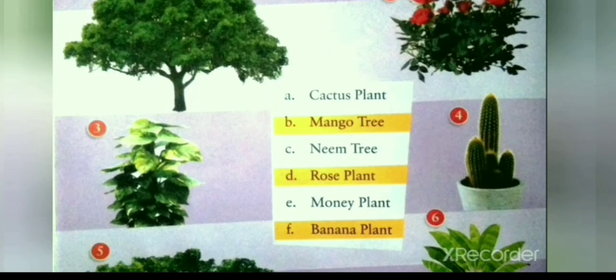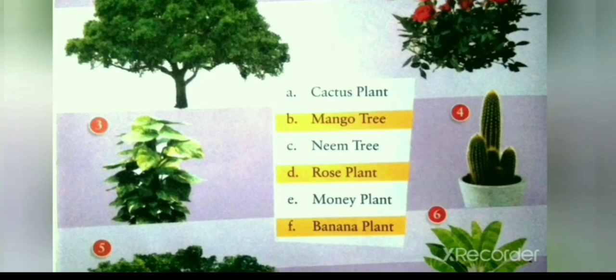The fourth picture is the picture of cactus plant. Cactus is a plant that grows where the soil is dry and rocky. Cactus does not have leaves like other plants do. A cactus has spines or thorns. Some cactus are thin and very tall and others are short and round like a ball. We will match picture 4 with A, cactus plant.